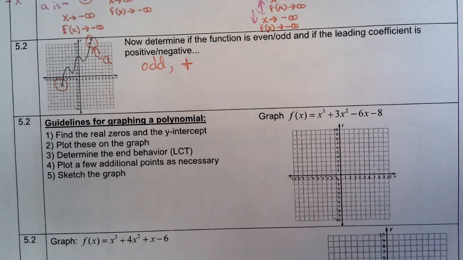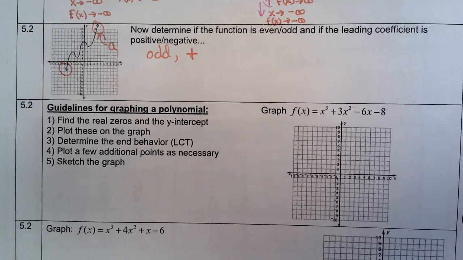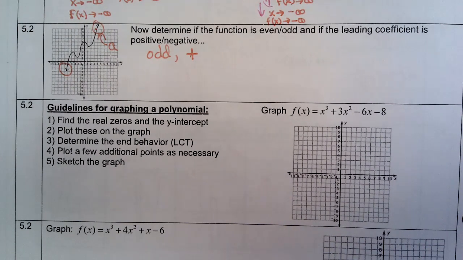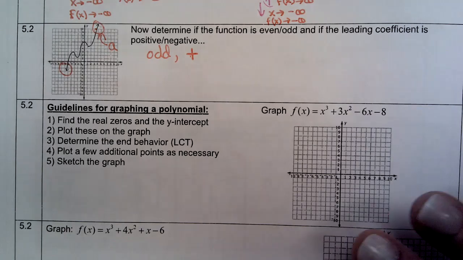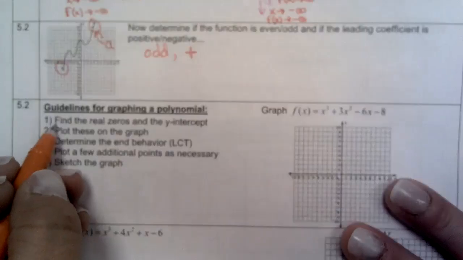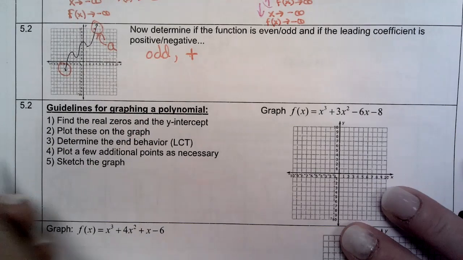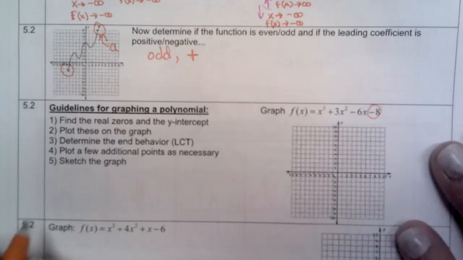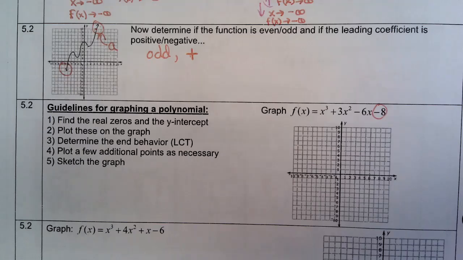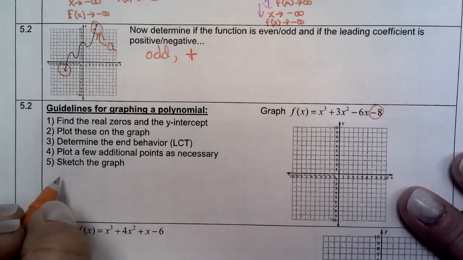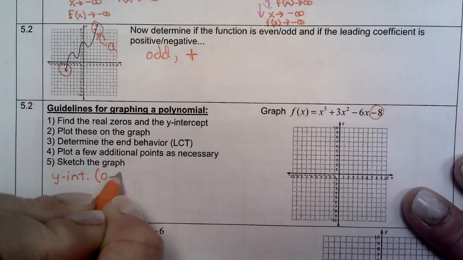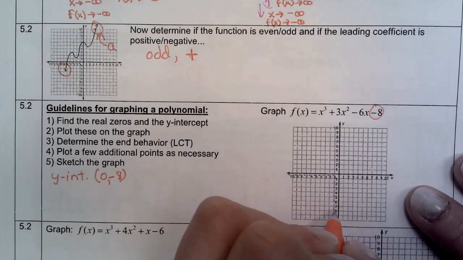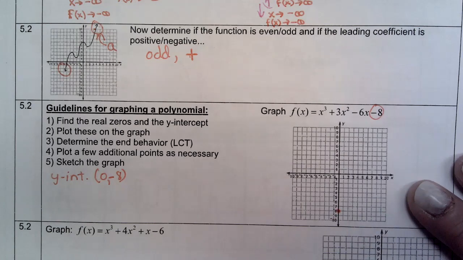Let's look at some guidelines for graphing a polynomial. You're going to be able to do this completely by hand shortly, but for now, you can't do it all by hand. But there are some things that we can do by hand. So finding the real zeros and the y-intercept. The y-intercept is going to be there. So our y is -8. So the y-intercept is (0, -8). I can plot that point on there.